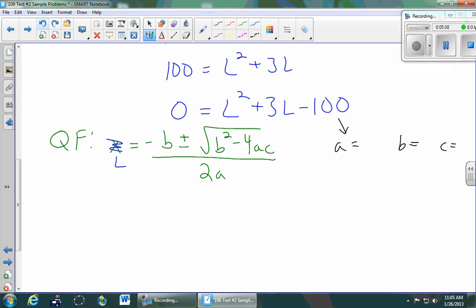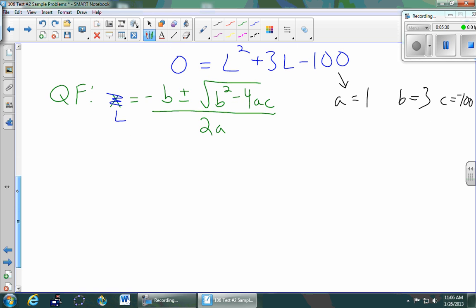So A is the number in front of the L squared term. We didn't write it, but it's a 1. B is in front of the L. That's a 3. C is the constant term, the term sitting without any L's next to it. And that's not 100, but negative 100. Be careful that you grab that negative. And so then we're just going to plug all these things into our quadratic formula and then crunch some numbers, and I think we'll be done.